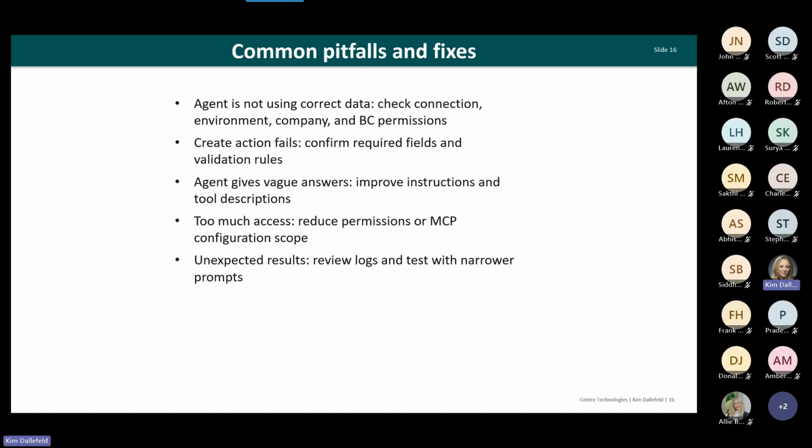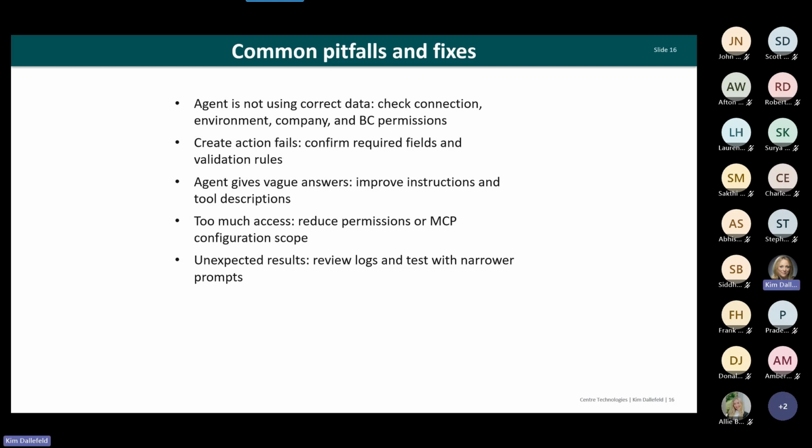I'm not identifying in my agent which company I'm in because I created it in the environment and company where I want it to run, and it doesn't exist in others. But when you're testing, just make sure you're where you want to be. If an action fails, you're going to see it. It's going to be in that log, and you can tell it. And I'll show you some fails here in a minute.